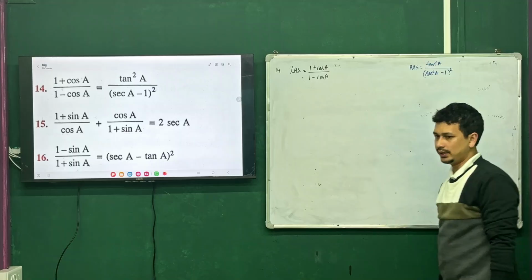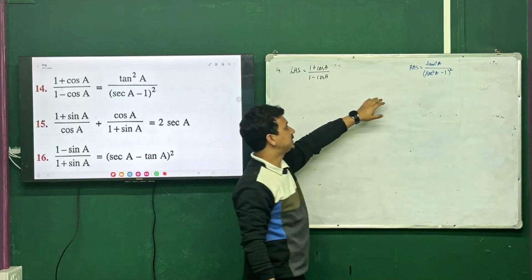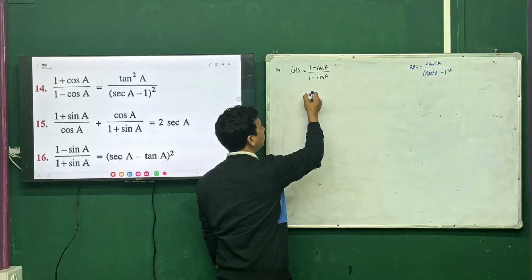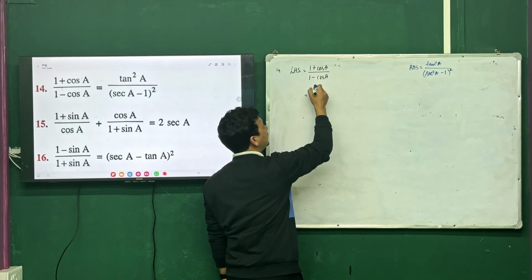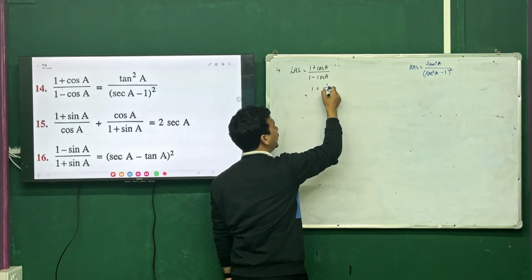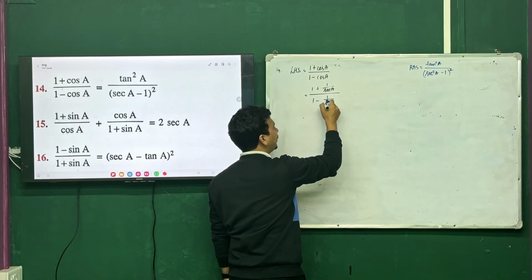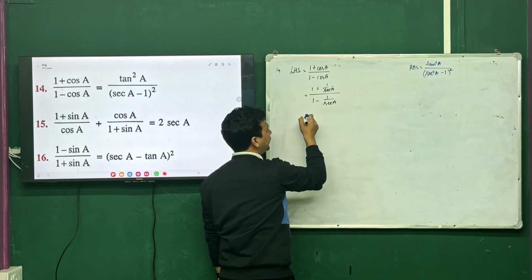What do you suggest we do here? We can do what Tanisha said. Since we need sec square on the right side, I can convert everything to sec square for now. So this will be what? 1 plus 1 upon sec A divided by 1 minus 1 upon sec A.